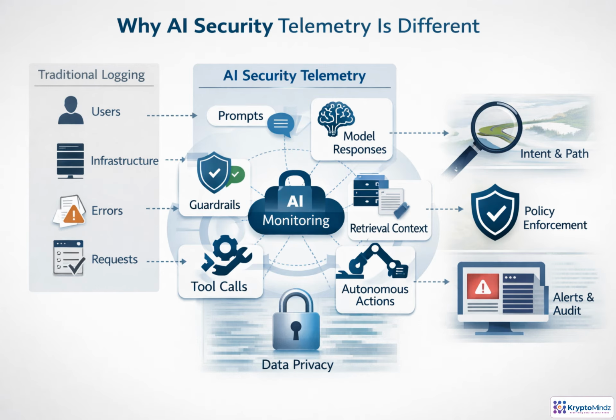Traditional logs show who made a request, what service handled it, and whether something failed. AI systems add more context: what the user intended, what was retrieved, how the model responded, whether guardrails intervened, and which tools or actions were triggered. That visibility is essential for detection and forensics, but it must be selective. Capturing every prompt and response can create privacy, intellectual property, and compliance risk.